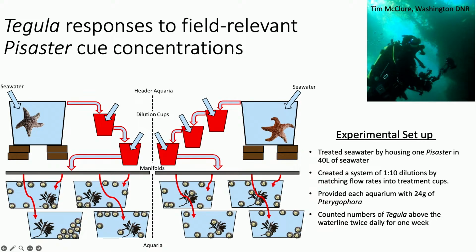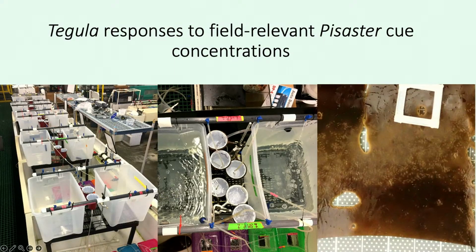And my master's student at the time, Tim McClure, followed up Kindle's experiment with this elaborate experimental setup of his own, where he again had these header tanks where he conditioned seawater with Piesaster, but the seawater flowing through those conditioning tanks then flowed through a set of cascading cups, which diluted the Q coming from the sea star tanks to these Q concentrations that we estimated from the field. And then he looked at the responses of tegula in response to those more field realistic Q densities.